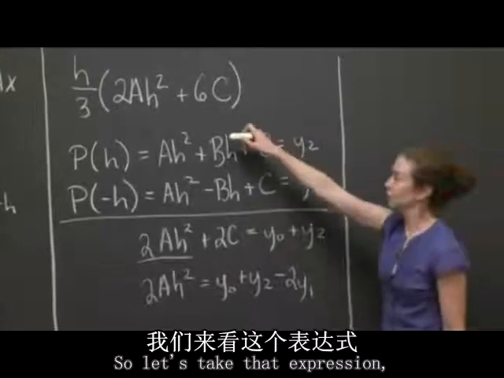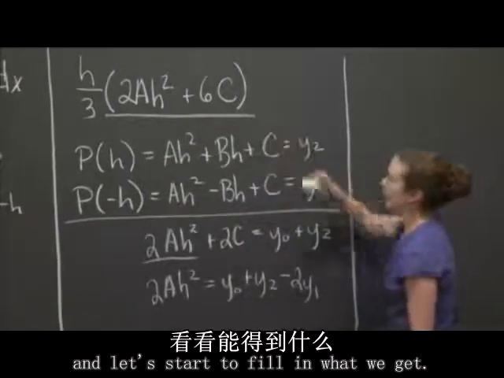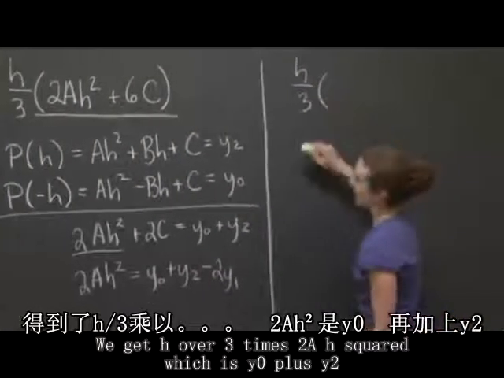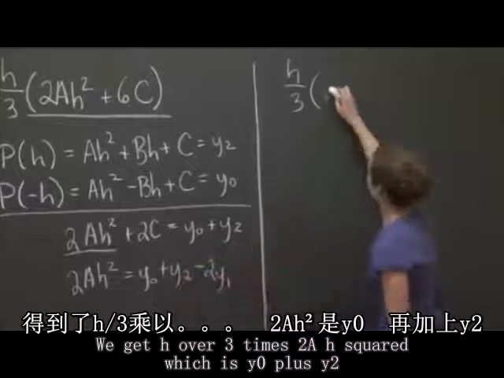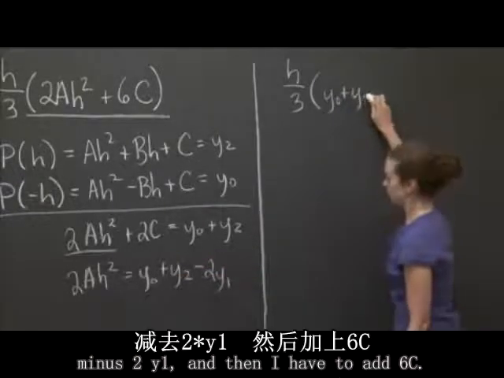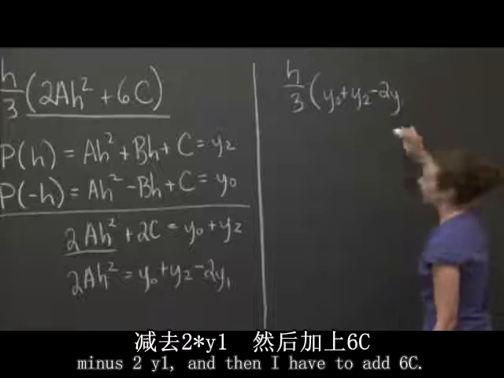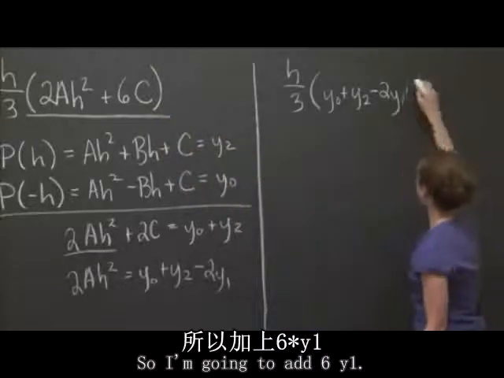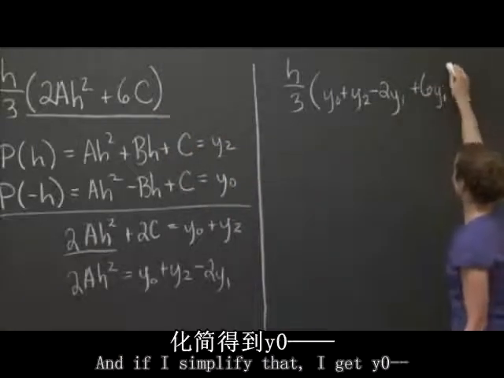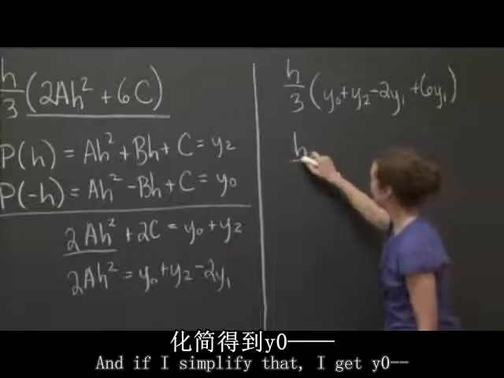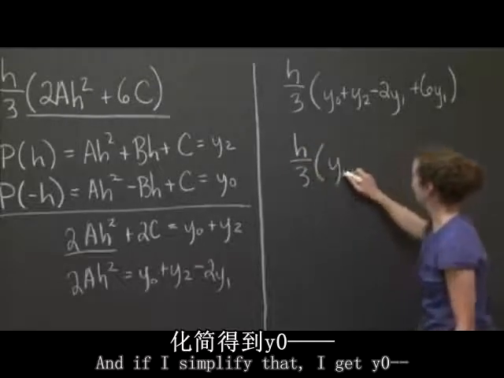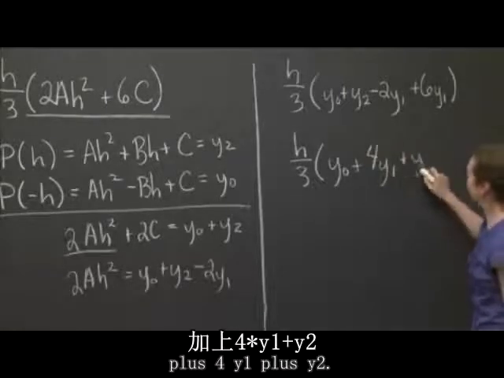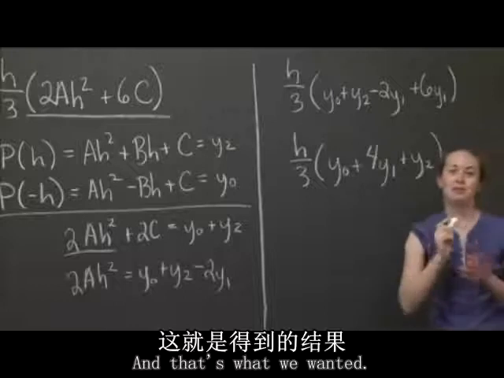So let's take that expression. We were working on this expression right here. And let's start to fill in what we get. We get h over 3 times 2ah squared, which is y0 plus y2 minus 2y1. And then I have to add 6c. Now what's c? c is y1. So I'm going to add 6y1. And if I simplify that, I get y0, bingo, plus 4y1 plus y2. And that's what we wanted.